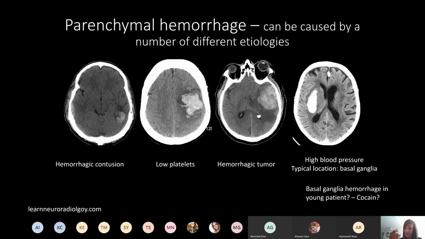Normally in older patients. When you see basal ganglia bleeding in young patients, what do you think about? Young patients normally don't really have high blood pressure, so it's possible that they consume cocaine, because that can cause high blood pressure.